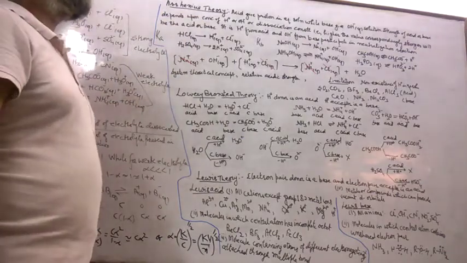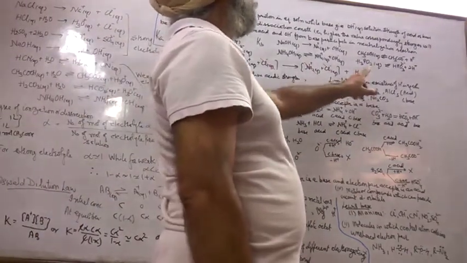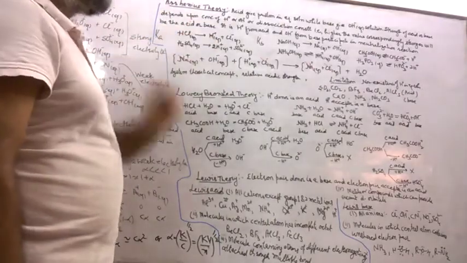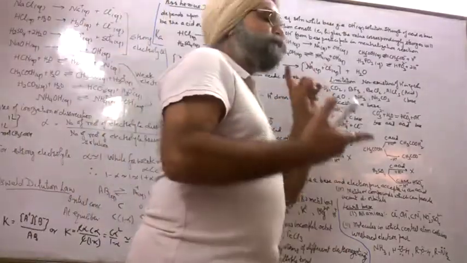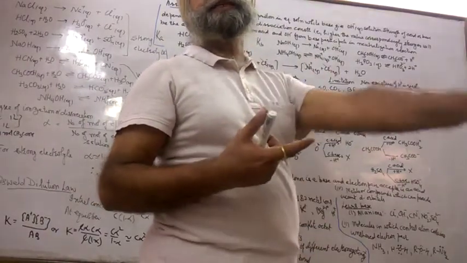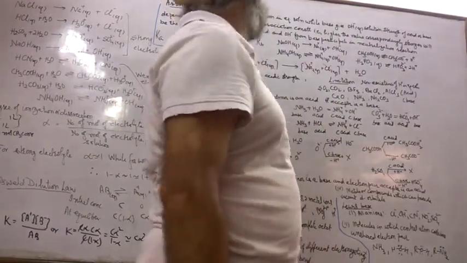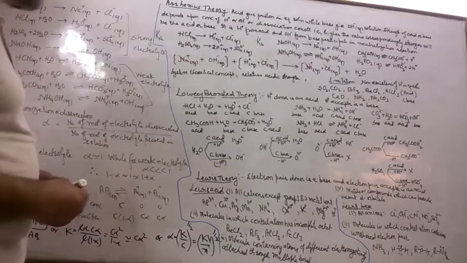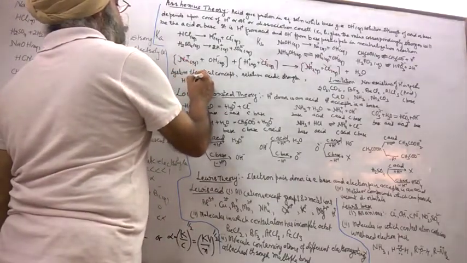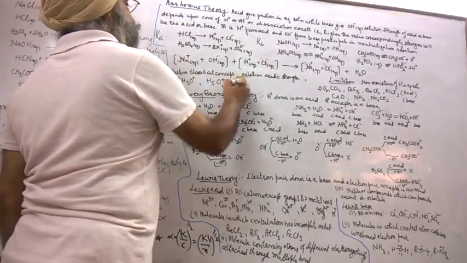At the same time, it has a lot of limitations. The first limitation is, according to Arrhenius theory, acid gives H positive in aqueous solution, but H positive does not exist in aqueous solution. This is a serious limitation. H positive doesn't exist in aqueous solution. It always exists in the form of hydronium ions, means H3O positive, H5O2 positive, and so on.